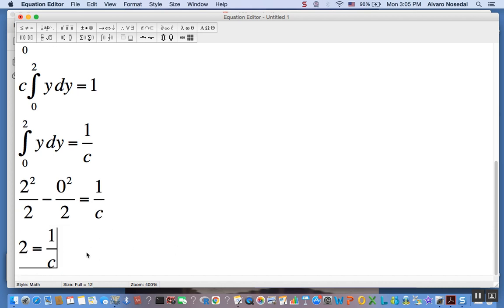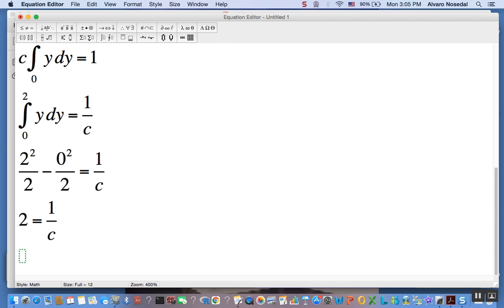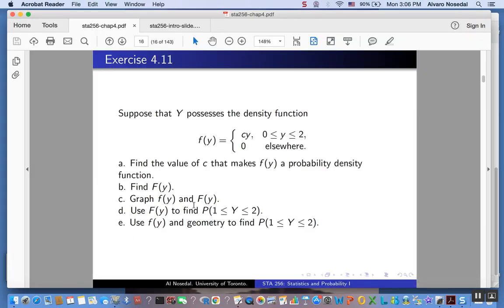Make sense? Therefore, c must be 1/2. You guys agree? Therefore, c equals 1/2. Make sense? So we have part A. Okay, let's go back to our problem.